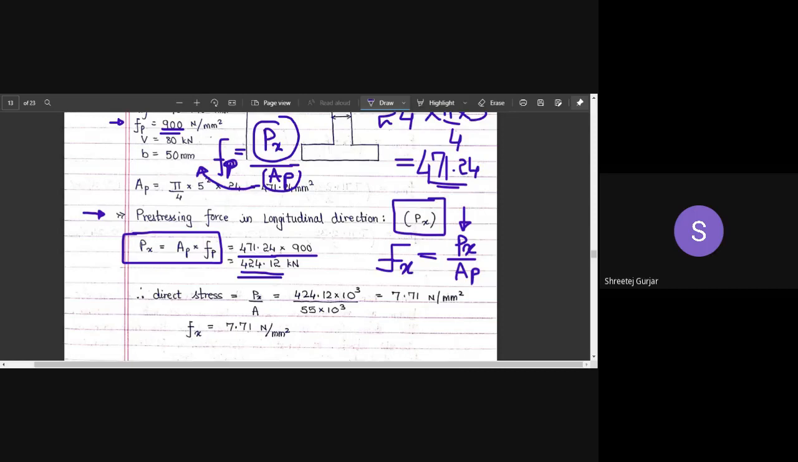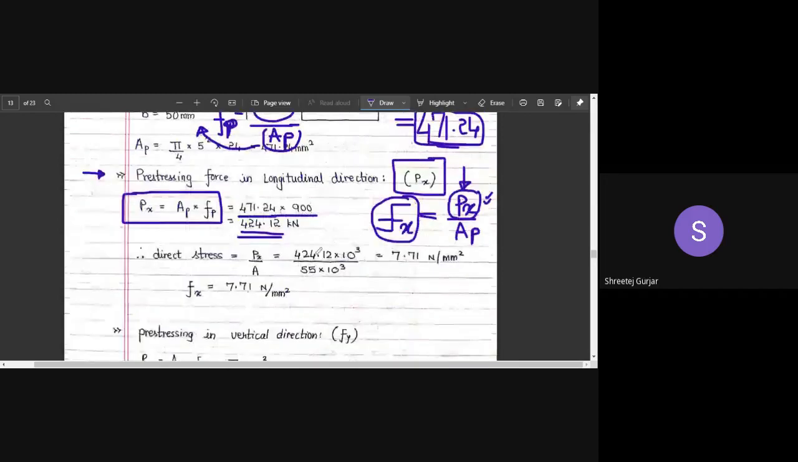So once you know this particular Px, you can now calculate Fx. Px is known, AP is also known. We have calculated it, it is 471. So direct stress can be calculated: 424.12 into 10 power 3 divided by, okay, this is not AP. We do not take the area of steel over here. We are calculating the stress in the concrete, in the total section in the X direction, so we have to take the total cross-sectional area.